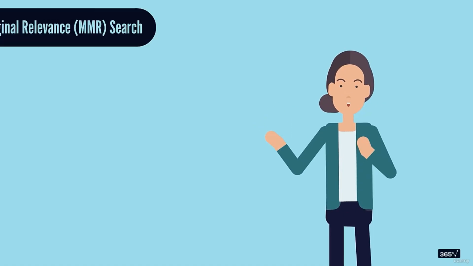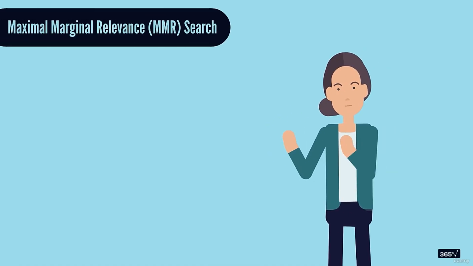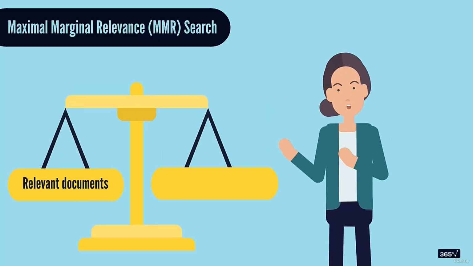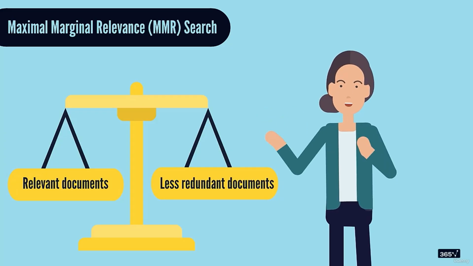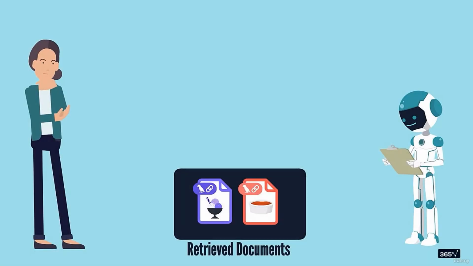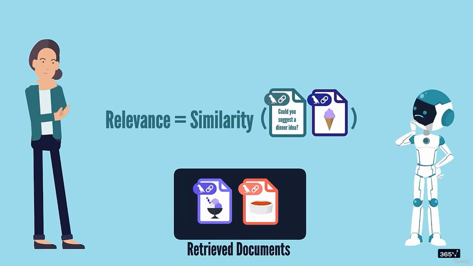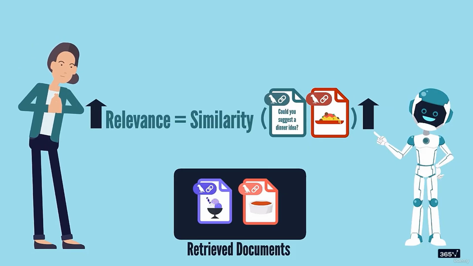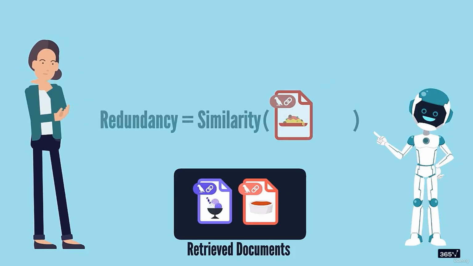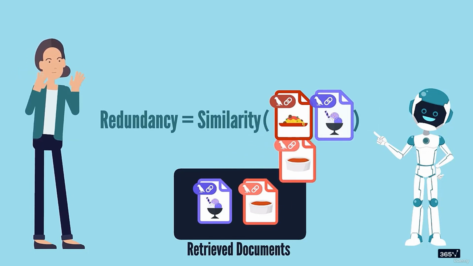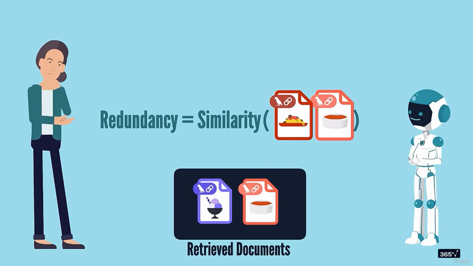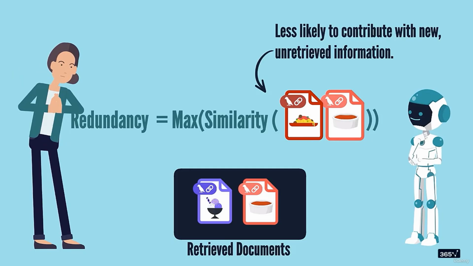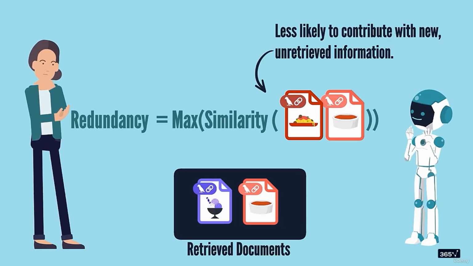Let's therefore introduce the maximal marginal relevance search. This algorithm aims to find the balance between fetching documents relevant to the user's query and retrieving documents that are less redundant concerning already retrieved ones. As we know, a document's relevance with the query is determined by the similarity score between the two. The higher the score, the higher the relevance. A document's redundancy score, in turn, is found by calculating its similarity with all retrieved documents, and then taking the highest among these values. A higher number indicates that the document is less likely to contribute with new, unretrieved information.